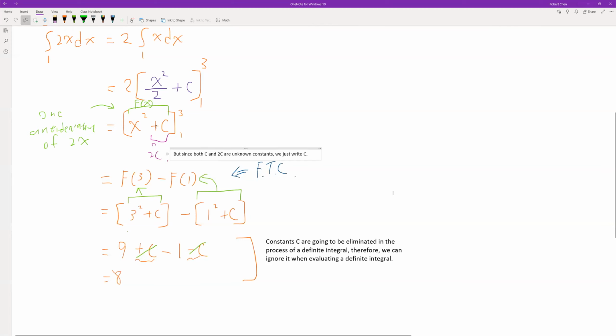So for this example, I'm just trying to show you what happens to the c's when we're evaluating a definite integral. Okay, and that's our final answer, which is 8.